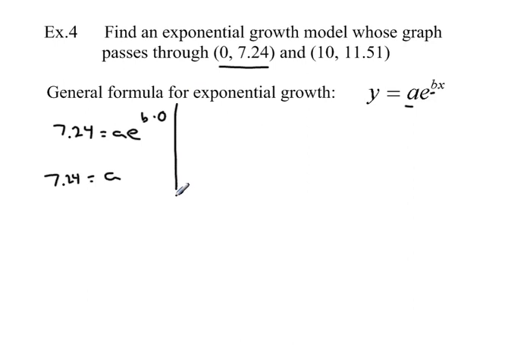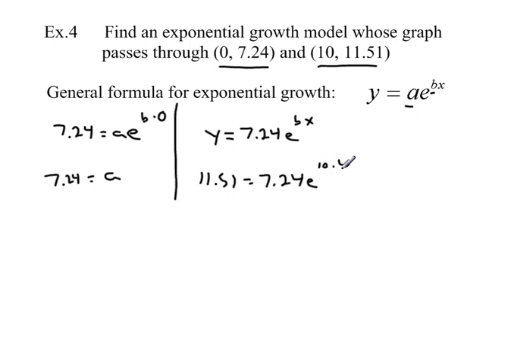So now we've taken care of finding our first constant term, A. So let's plug that in. y equals 7.24 times e to the bx power. Now we're going to take our second point and plug it in. So we get 11.51 equals 7.24 times e to the 10 times b power.